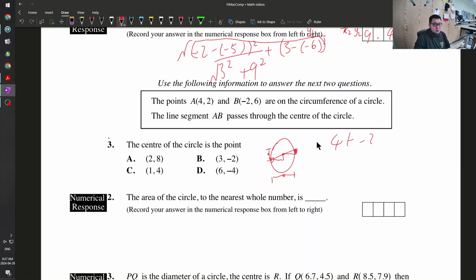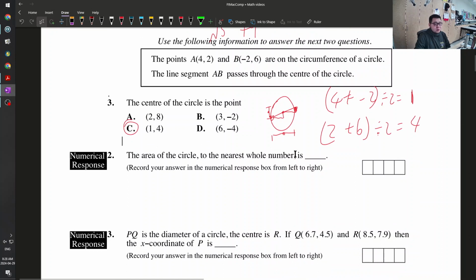4 plus negative 2 divided by 2 is, 4 minus 2 is 2, divided by 2 is 1. And then 2 plus 6 for the y value divided by 2 is equal to 4. So it is (1, 4), and that makes the answer C. The area of the circle to the nearest number is. So now I know the center. I know one of the outside points. I can find the radius.